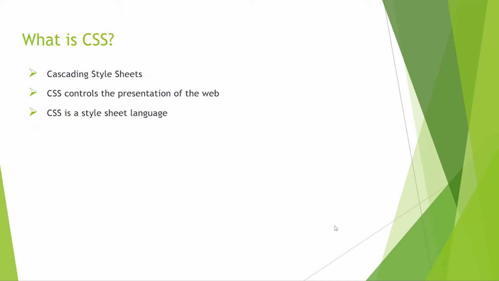So what is CSS? CSS stands for Cascading Style Sheets. We will refer to it as CSS for ease of speech for the rest of the class, but the Cascading Style Sheets indicates how the controls go down level to level and can overwrite each other as they go through. We'll talk about that more later on in the class. CSS controls the presentation of the web. So if you think of HTML as the structure or the content of your web page, CSS is the presentation or style of it.